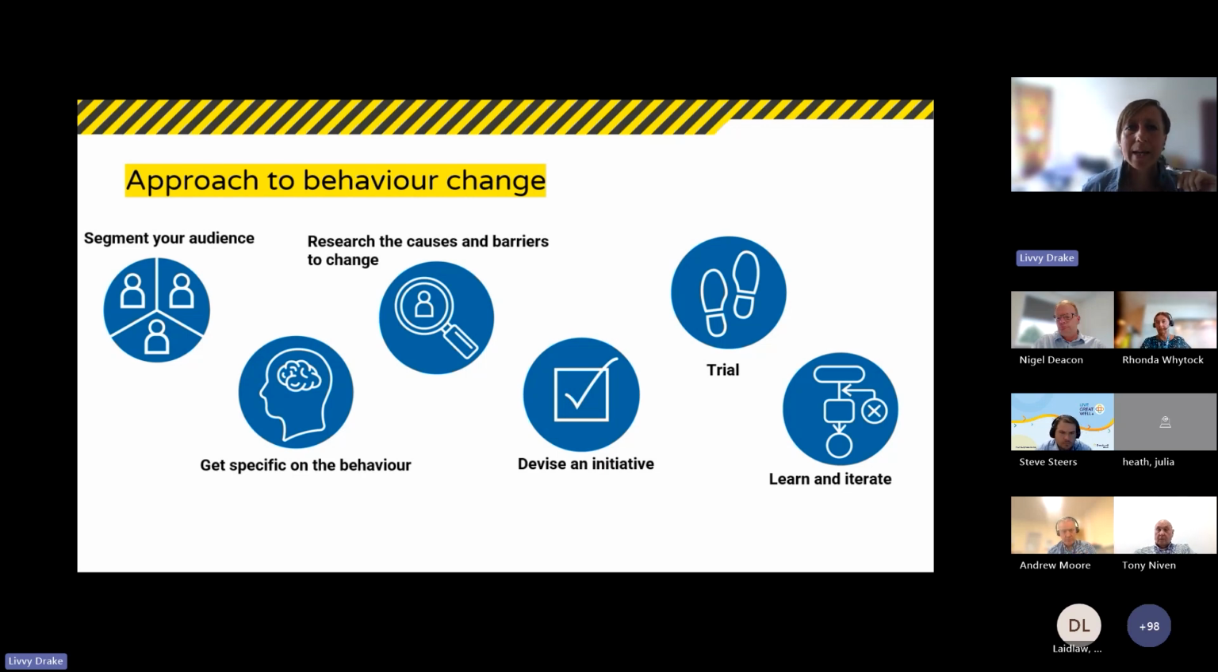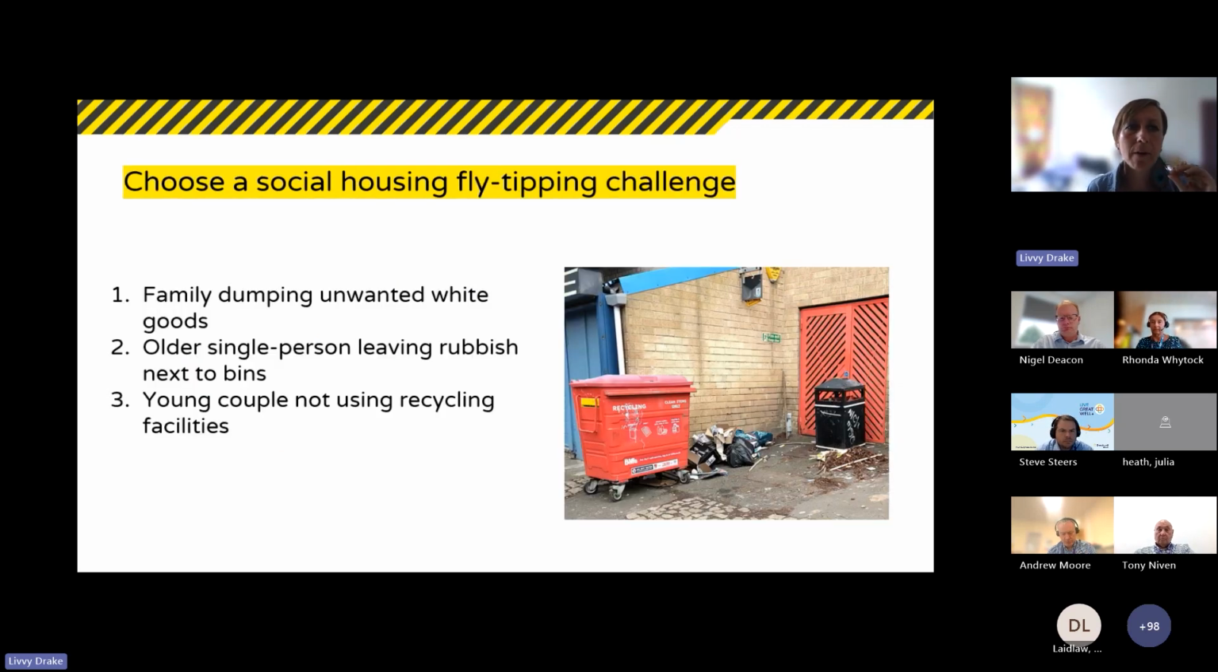So for today's session, I'm going to invite you to pick one of these 3 options. So we've got a resident group, we've got a family, dumping unwanted white goods. So that's a specific behaviour. We've got to choose from an older single person leaving rubbish next to the bins, like in this example, or a young couple who aren't using the recycling facilities. Now, you could say, well, what's not using recycling facilities got to do with fly tipping?